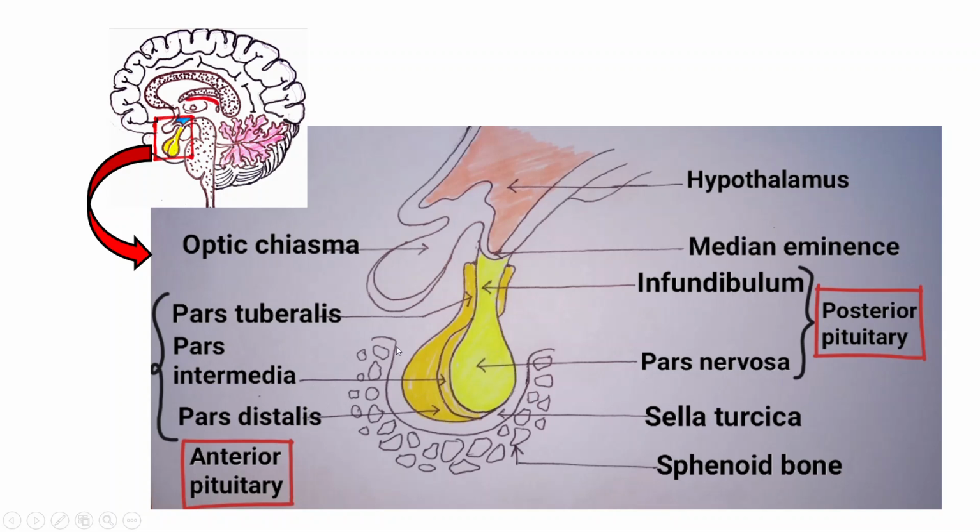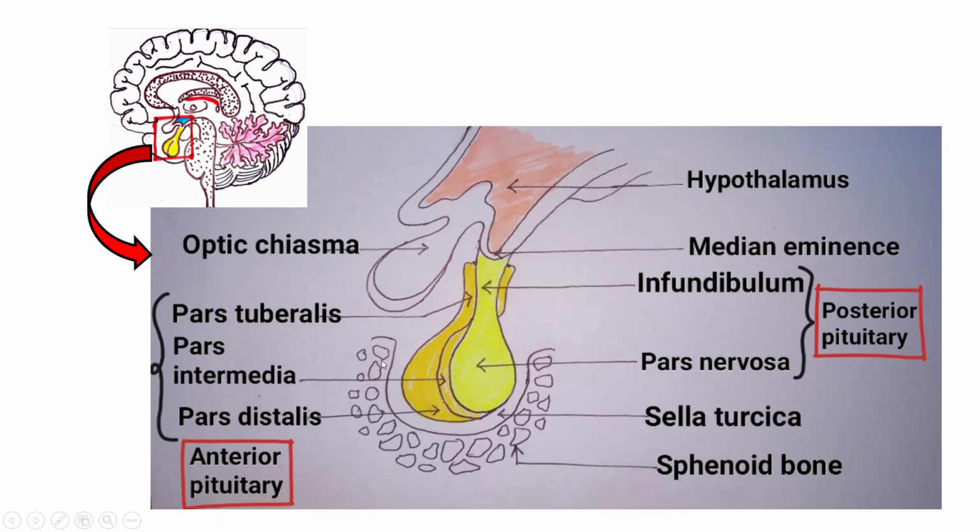Whereas the anterior pituitary is composed of three parts. A tube-like portion known as pars tuberalis, this yellow portion, which surrounds the infundibulum like a collar. A median portion between the posterior and anterior pituitary known as pars intermedia. This portion is pars intermedia and the rest portion is known as pars distalis.